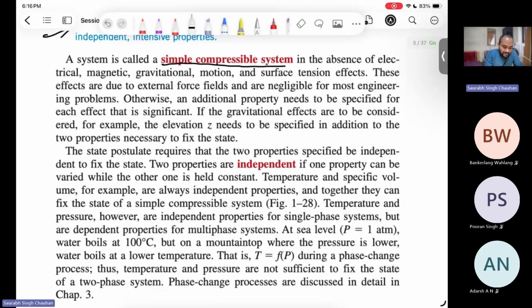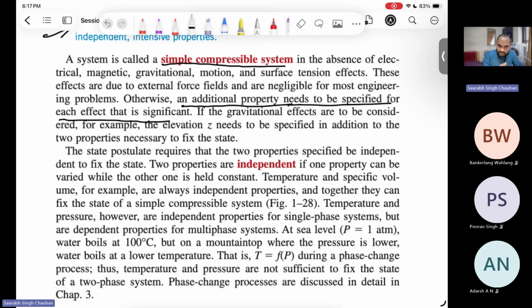A system is called a simple compressible system in the absence of these external force fields: electrical, magnetic field, gravitational field, motion, right? For example, if you have motion, some acceleration, then you will add some pseudo forces. Okay, surface tension effects. So all these effects are absent in the case of a simple compressible system. These effects are due to external force fields and are negligible for most engineering problems. Otherwise, if any of these fields is present, then we will need an additional property. So one additional property needs to be specified for each effect. Okay, for example, if you have gravity, then you will require one more property, right?